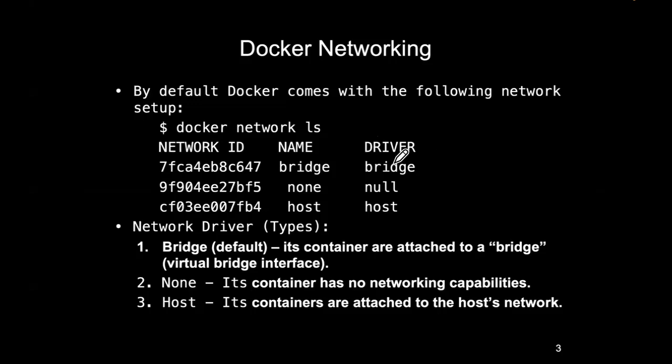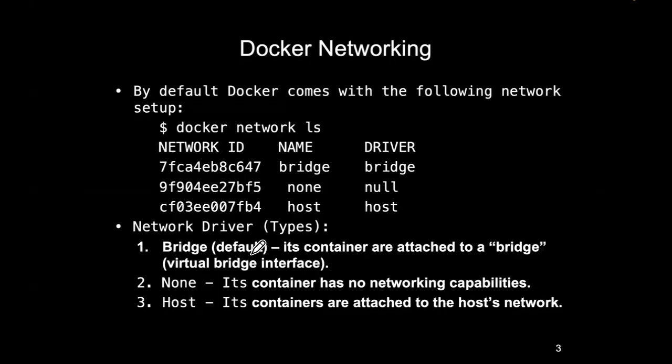So what do these bridge type networks have? Well, each of them will have a virtual gateway, or technically a virtual bridge interface, associated with that network. What this virtual bridge interface, or in short this virtual gateway, will allow is for any container that's attached to that bridge network to essentially have internet access. It can access anything outside of its own local network.